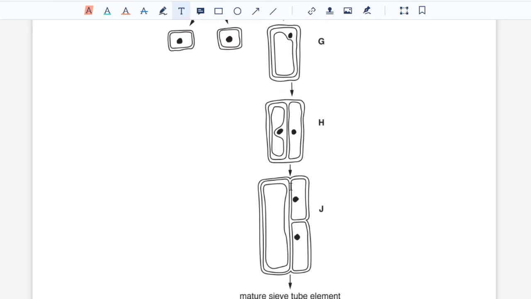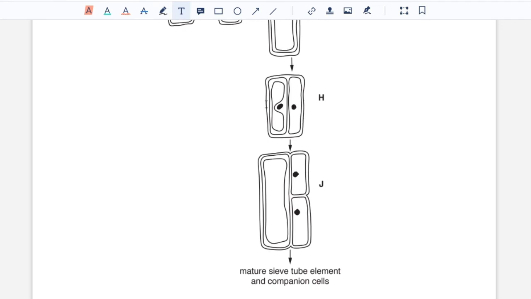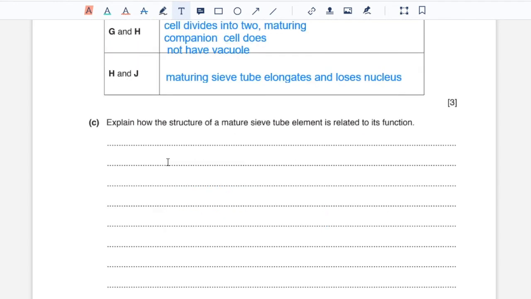And between H and J, the nucleus of the maturing sieve tube element is lost, and the maturing companion cell divides to form two cells. Between H and J, the two cells also elongate and become much larger.